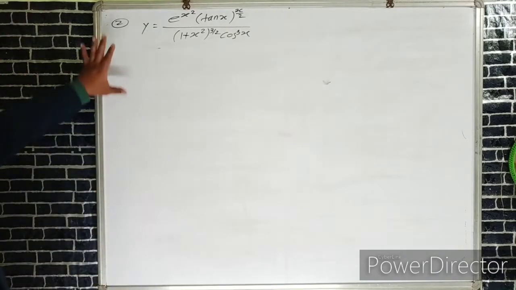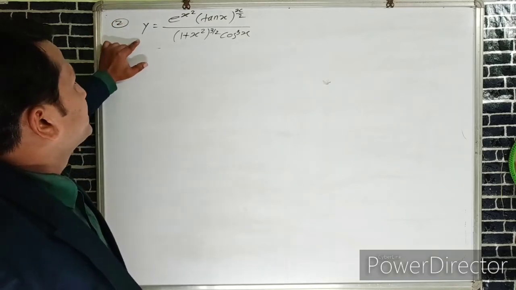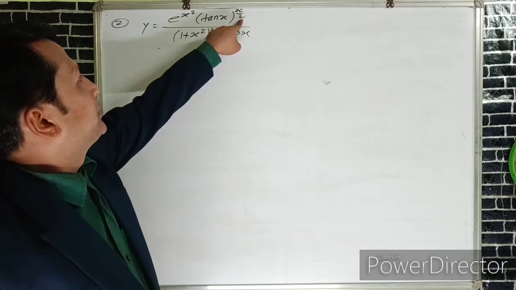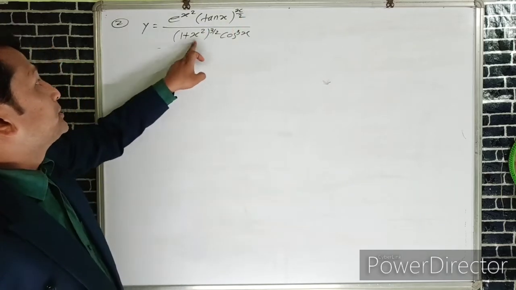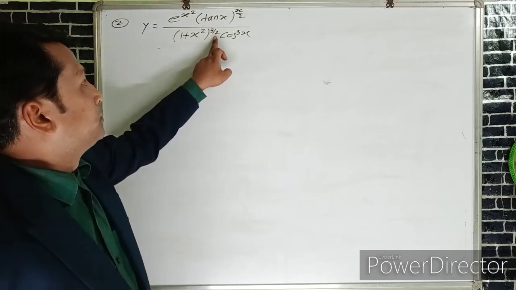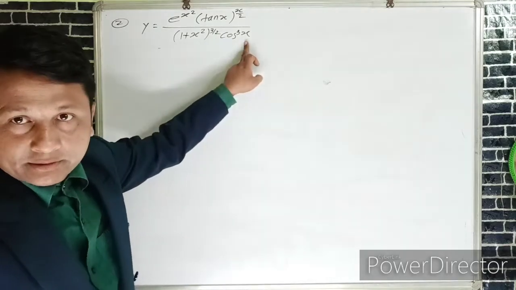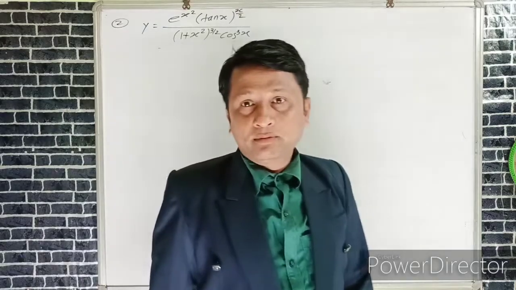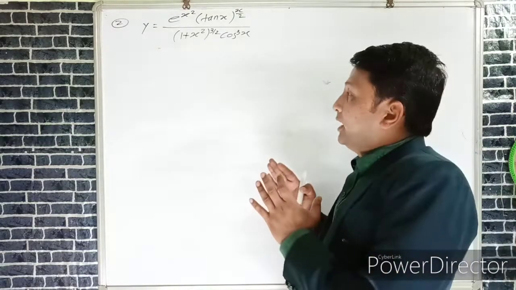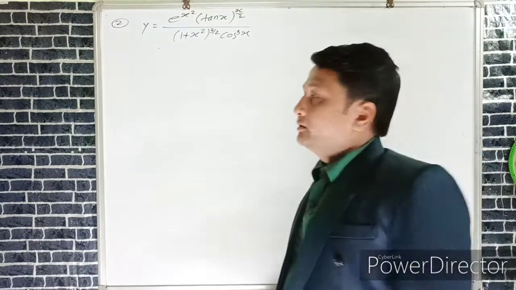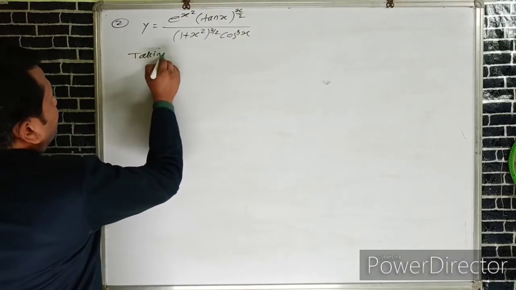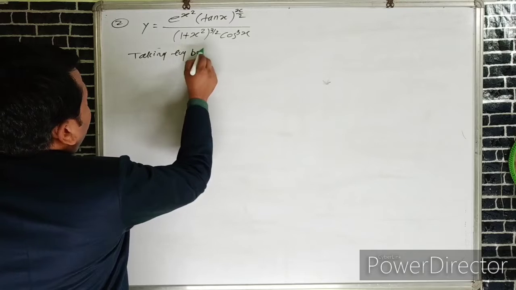Next, example number 2. y is equal to e to the power x square tan of x raised to the power x by 2 upon 1 plus x whole raised to the power 3 by 2 into cos cube x. The given function is in a complicated form. If we apply log on both sides here, then we can write, taking log on both sides.